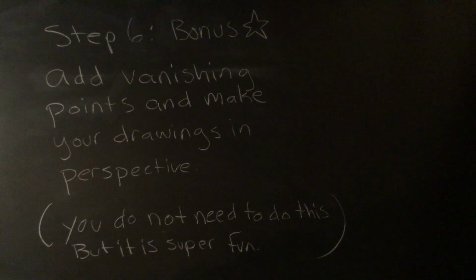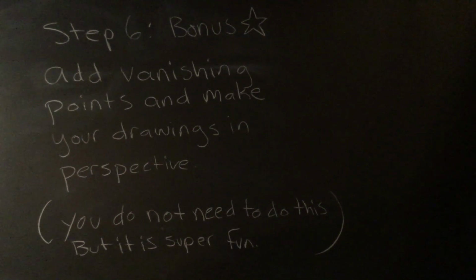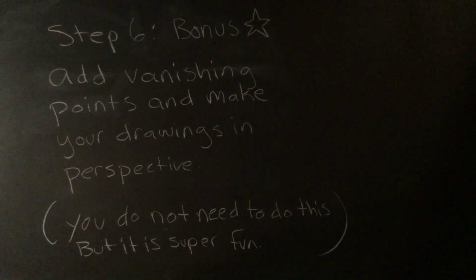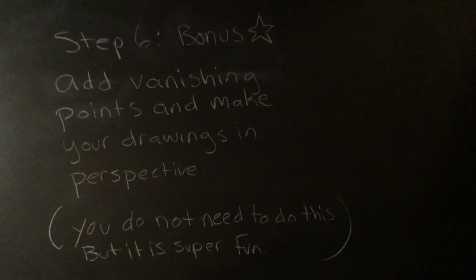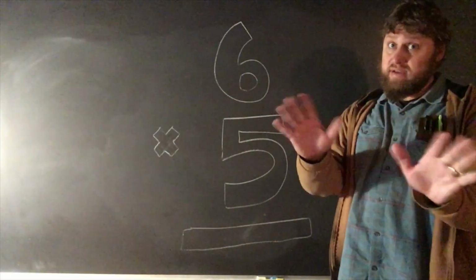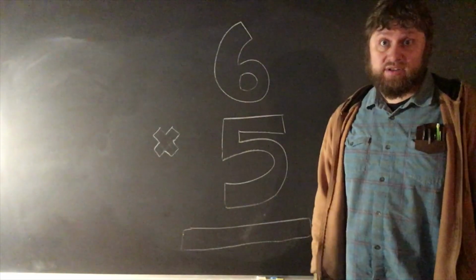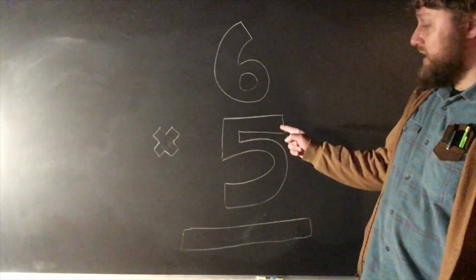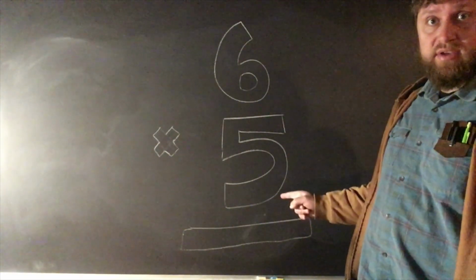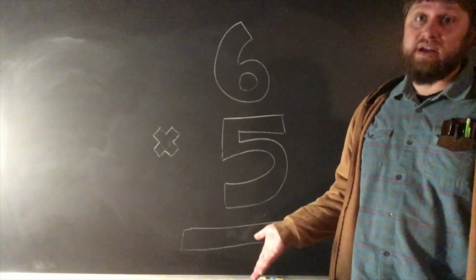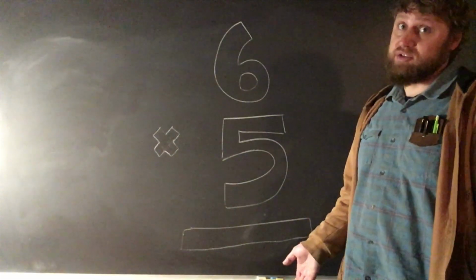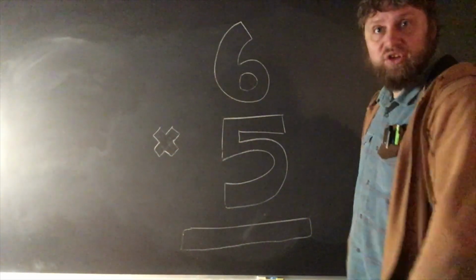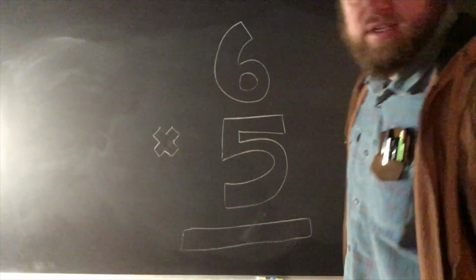Step 6. A bonus. Add vanishing points and make your drawings in perspective. You don't need to do this to your flashcards, but it sure is fun. This is the bonus, so you don't have to do this, but it's really fun to try. This is how to make your flashcards, like 6 times 5 here. I'm going to draw this in 1-point perspective using vanishing points. Now this is for those of you who really like to draw. Hopefully all of you. You're going to need a pencil.